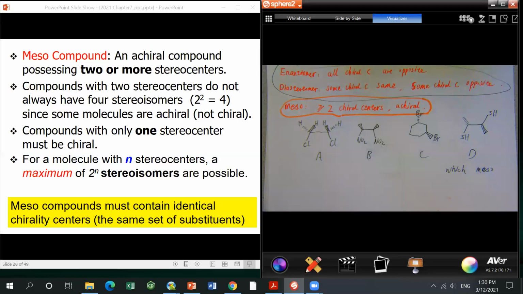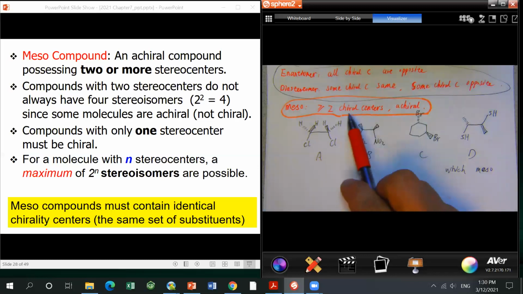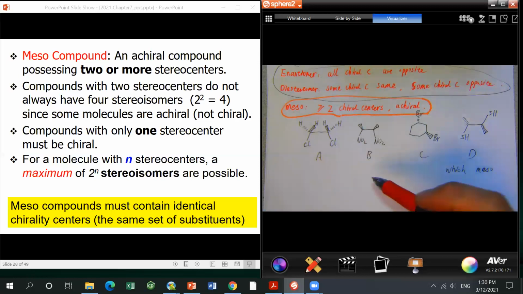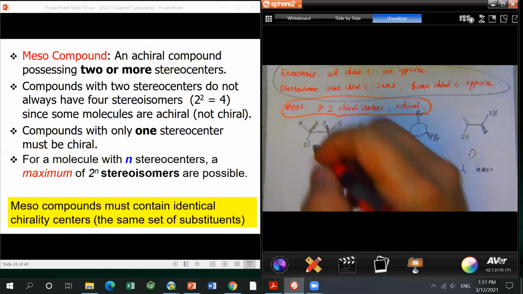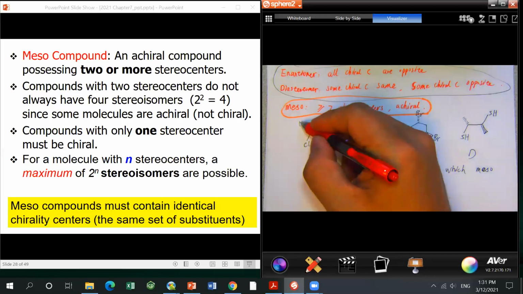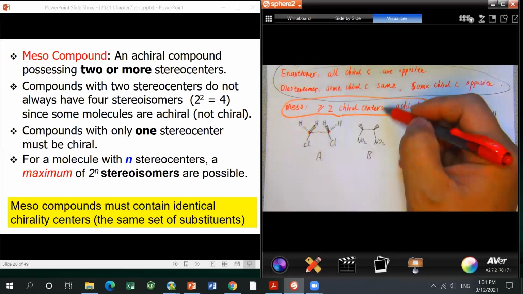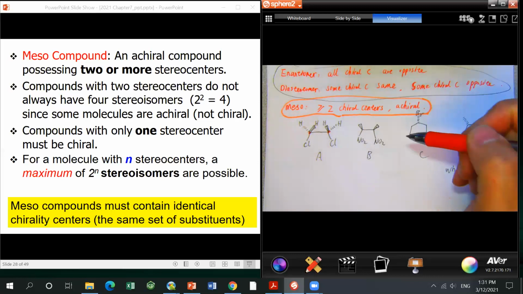All right, so we do it one by one. Keep in mind, a meso compound has chiral centers, but no more than two, so one or two. First, we come to A. A has no chiral center. These two have two same attachments, two hydrogens, two hydrogens, so no chiral center. So it does not follow the first condition. So A is wrong.